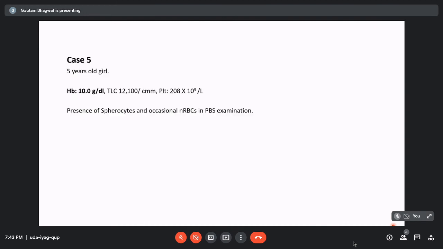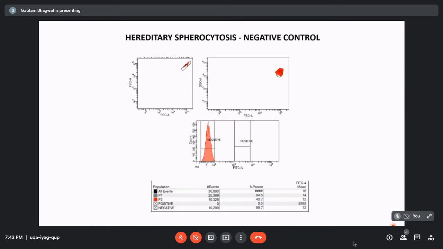I will again explain with an example. A 5-year-old girl, hemoglobin 10, presence of spherocytes and occasional NRBCs on peripheral blood smear examination, splenomegaly was present. So this is the tube, the negative control. Here this is the forward scatter height versus area plot. If you remember from my last talk, this plot was used to gate out the singlets, that is the population of interest, as we don't want doublets to be included in our analysis.